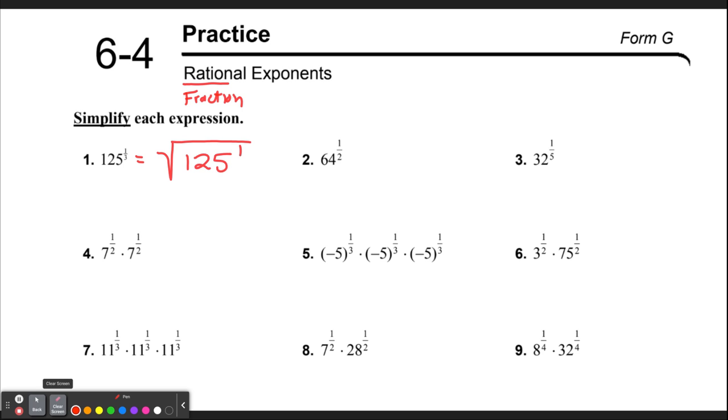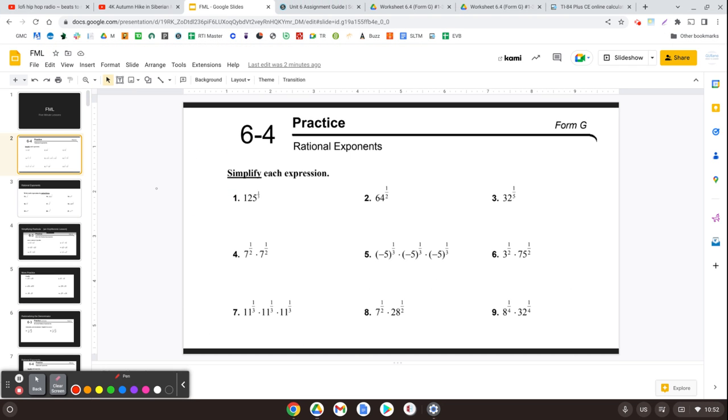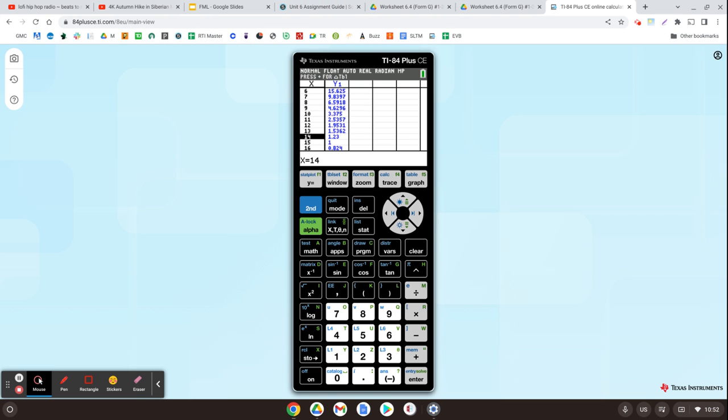125 to the first power, the cube root of it. That's what this means, okay? So if you were ever on a calculator and you didn't know how to take, let's say, the cube root of 125, well, there's two ways to do it. So let's show you that. You could do math and then 4, but that's kind of annoying. Or without hitting math, you can do 125.